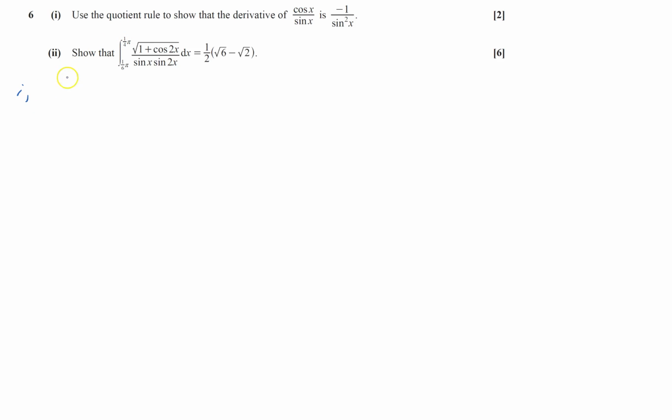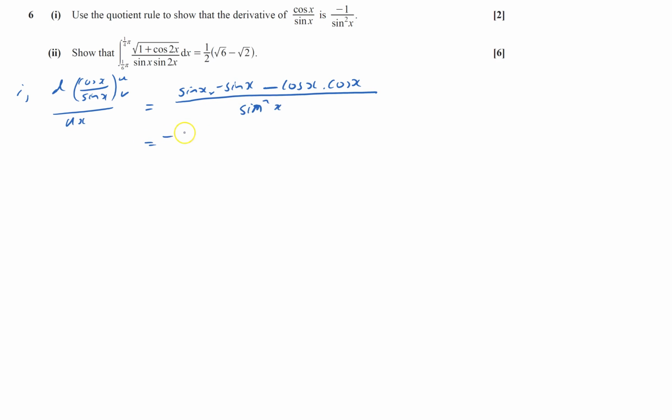Okay, so part 1, we need the quotient rule to differentiate cos x over sin x with respect to x. So the top line is going to be u, the bottom line is going to be v, and you always start with voodoo. So v, which is sin x, times du by dx, that's going to be times minus sin x. It's got a minus sign because it's the quotient rule, and then u dv by dx, so cos x times the derivative of sin x, which is also cos x, all over v squared, which is sine squared x.